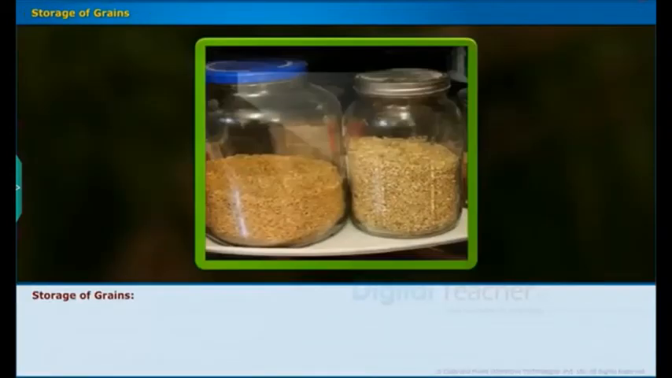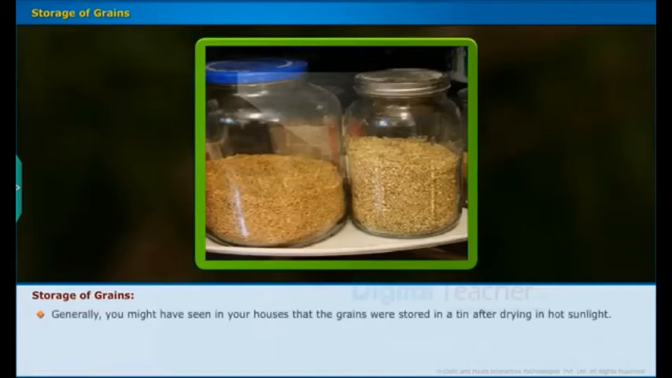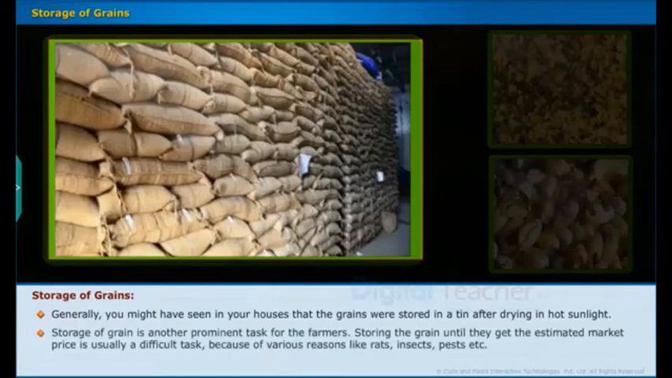Now, let us know how to store the grains after harvesting them. Generally, you might have seen in your houses that the grains were stored in a tin after drying in hot sunlight. Storage of grain is another prominent task for the farmers.